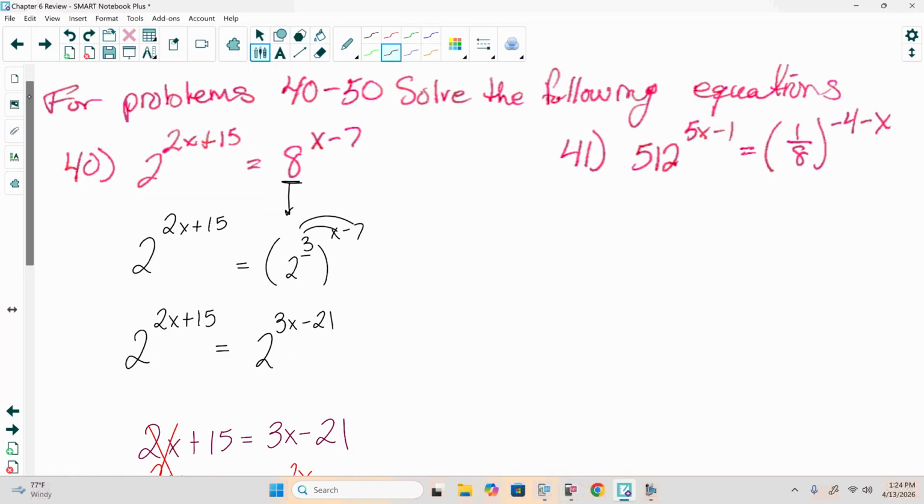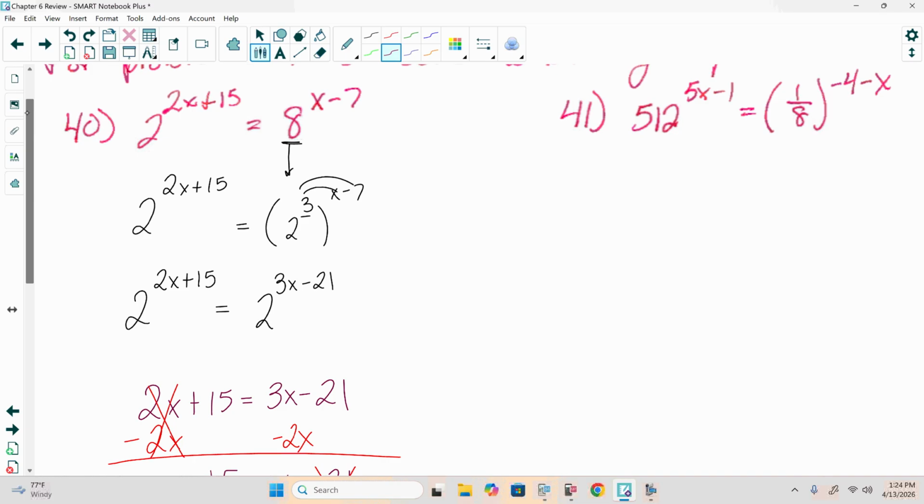Let's look at 41. 512 to the 5x minus 1 is equal to 1/8 to the negative 4 minus x. So again, I want to try to get both bases to be the same. Now, one of the giveaways for this, since we have variables in both exponents, is that we're going to try to look for the same base.